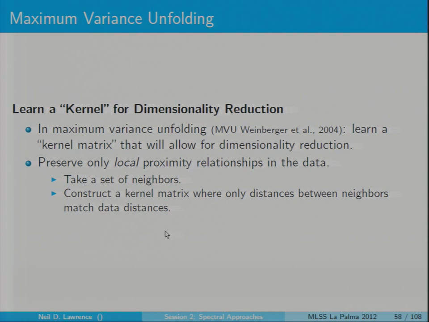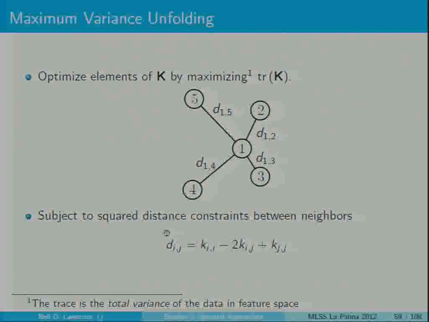So what you do is you take the neighbors, and this bit's similar to isomap, and you construct a kernel matrix where only distances between neighbors match data distances. Because you've got this relationship between the kernel matrix and the distances, you can constrain your kernel matrix such that neighbors in your graph have the same distance that you observe in the data. Okay? So hopefully this makes that a little bit clearer.